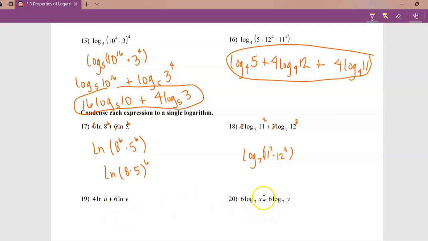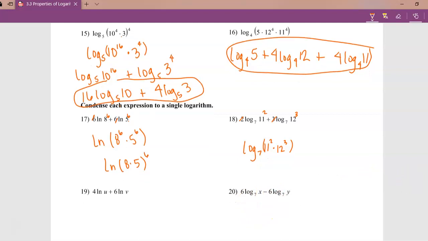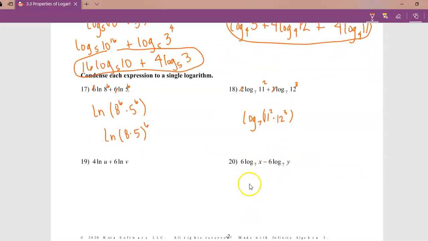Let's do number 20. We have a minus between here. Because there's a minus, I know I'm going to be dividing inside my log base 7. The x is going to have an exponent of 6. The y is going to have an exponent of 6. And again, because of the minus, I'm dividing here, so I'll have x to the 6th divided by y to the 6th. Okay, so again, I could write it like that, or I could write it as log base 7 of x over y, the whole thing to the 6th. So if the exponent is on both of them, it can be on the outside or the inside. Either one works.